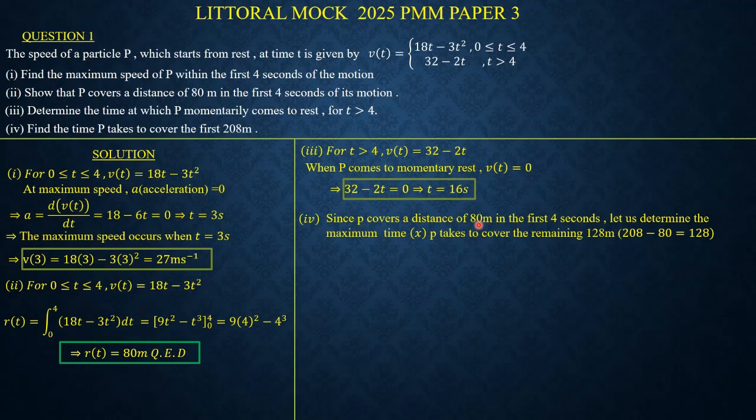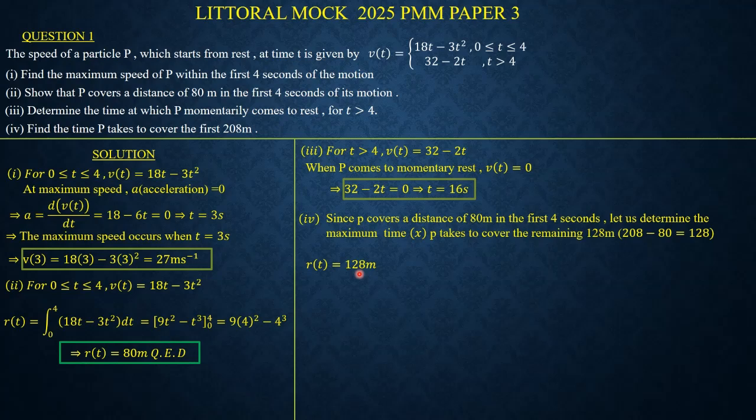Why? Because if particle P covers 80 meters in the first 4 seconds, and we want the time P takes to cover the first 108 meters, we are simply going to do 108 meters minus 80, and doing that we are going to get 128 meters. With this distance of 128 meters, we are simply going to determine the time the particle P takes to cover it. Very important.